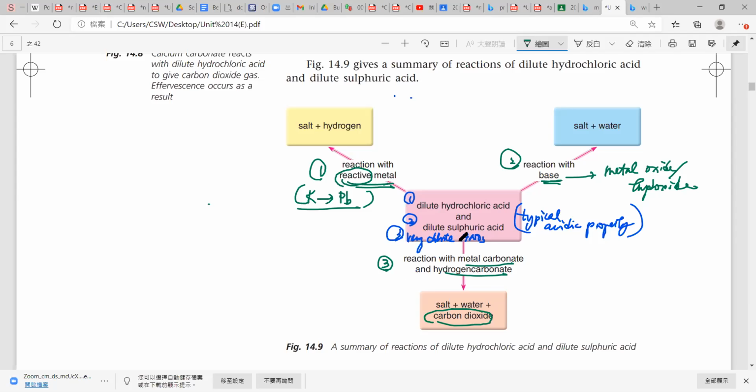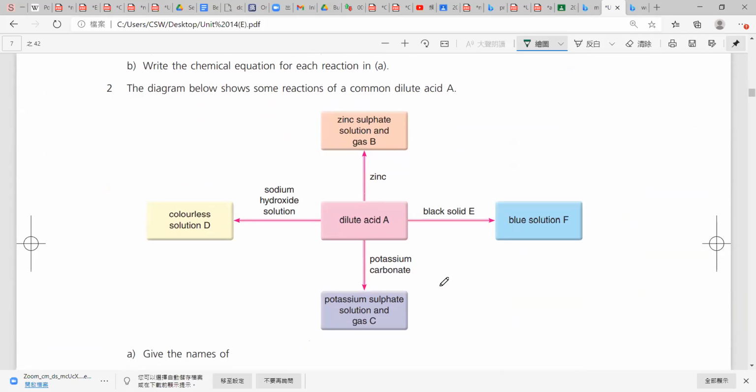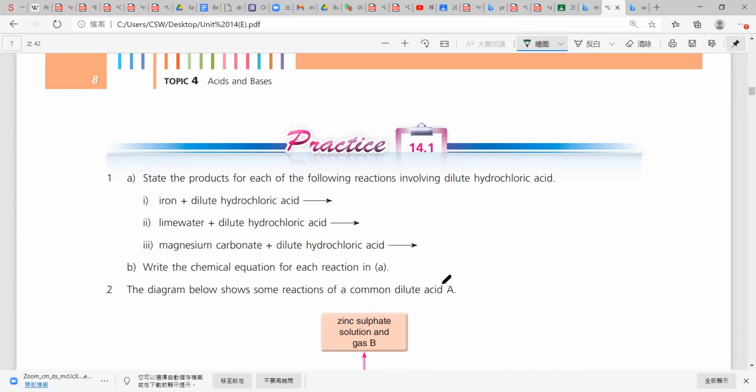Now we have about 10 minutes left. It's time to refer to the class practice here. Do it now, 1 and 2. Okay, 1 is somewhat basic. State the products. Second, write the chemical equations. And the third one that I can do with all of you is writing the ionic equations. Your old friend. Do you still remember your old friend? Ionic equations. Now, for example, I do it.